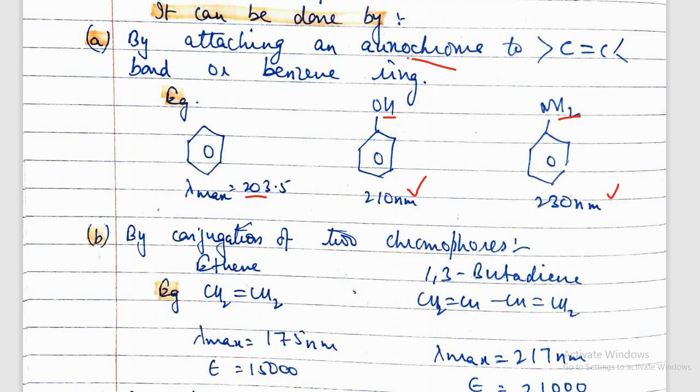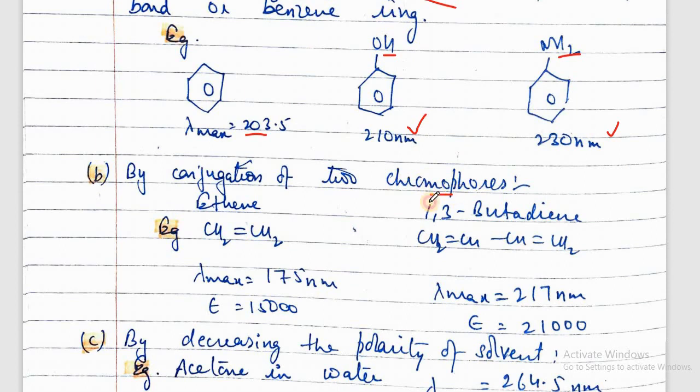Similarly, by conjugation of two chromophores, as we know, a double bond absorbs. Suppose there is one double bond in ethene, it absorbs at 175 nanometers, but when one more double bond is added, or conjugation is increased, it absorbs at 217 nanometers. So there is an increase in lambda due to the presence of conjugation. If one more double bond is added, it will still increase.